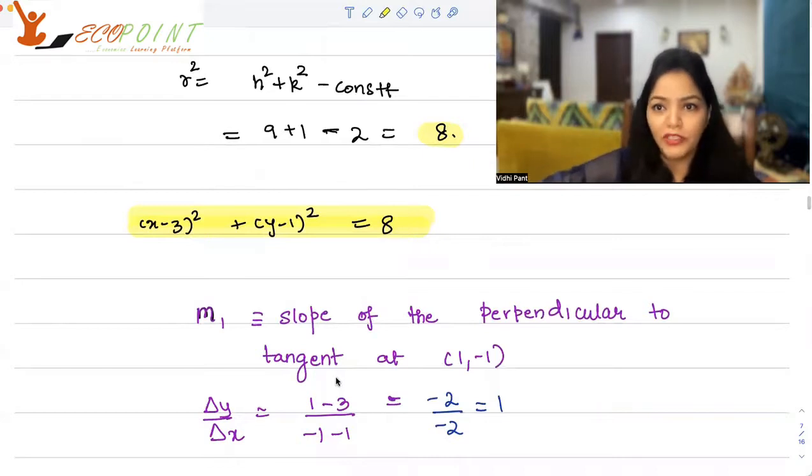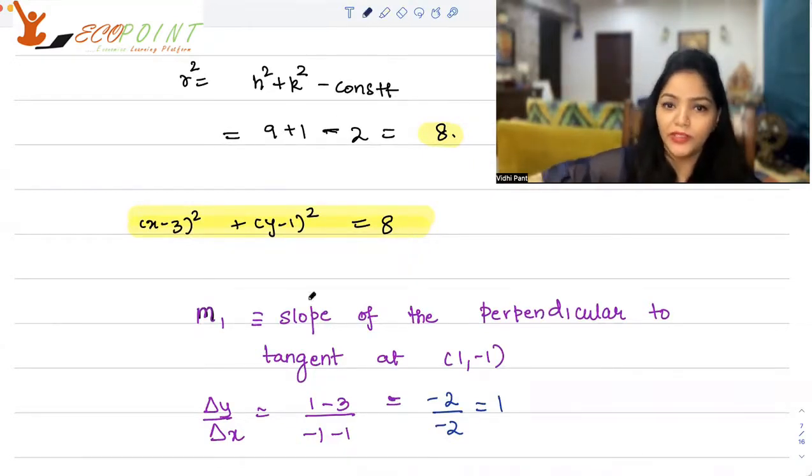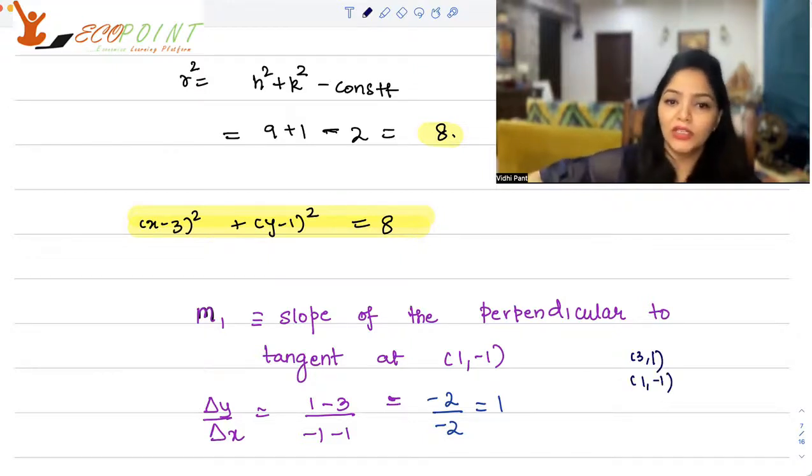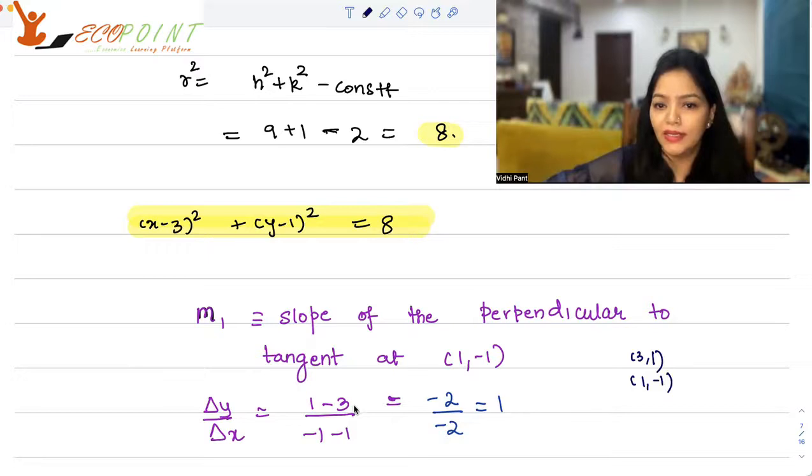So M1 will be change in y upon change in x, just the way we figured it out. You have 2 points. Your center is 3 comma 1, and your other point, the point of tangency, is 1 comma minus 1. So change in y is 1 minus 3 upon change in x is minus 1 minus 1. So this gives you minus 2 upon minus 2. That gives you 1. So M1 is 1.